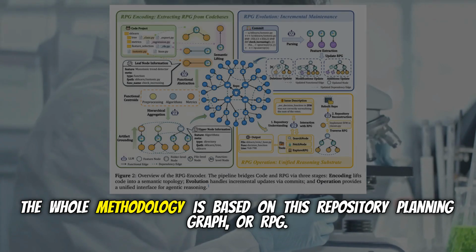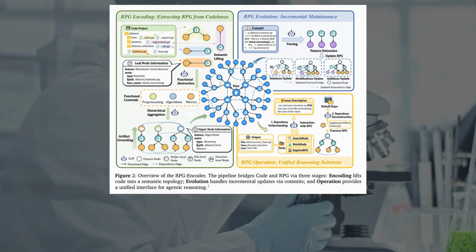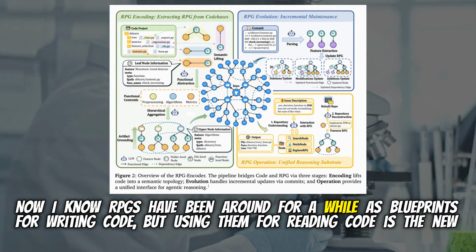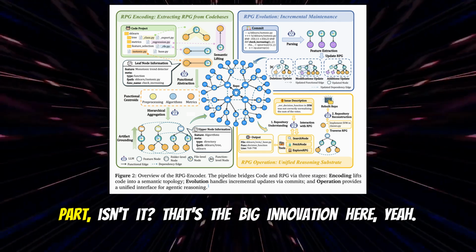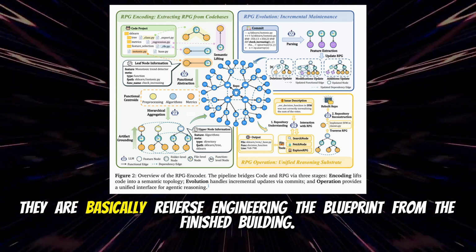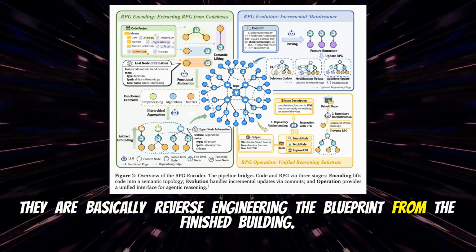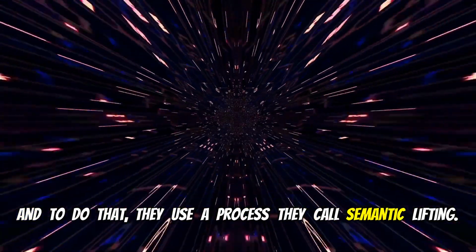The whole methodology is based on this repository planning graph, or RPG. Now, I know RPGs have been around for a while as blueprints for writing code, but using them for reading code is the new part, isn't it? That's the big innovation here, yeah. They are basically reverse engineering the blueprint from the finished building. And to do that, they use a process they call semantic lifting.